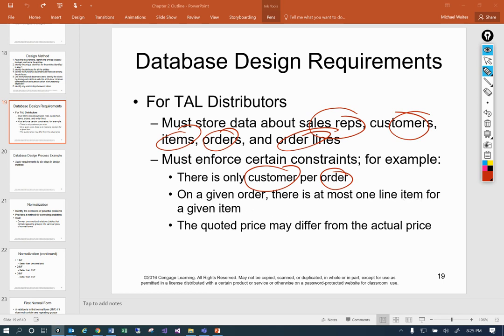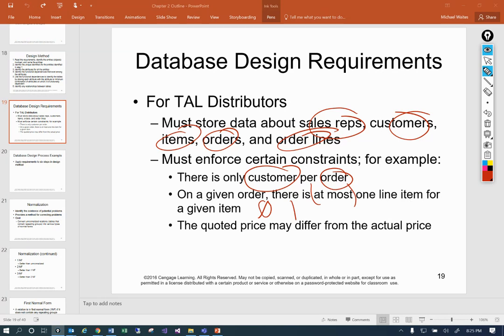Now, sometimes you're going to have to read between what's being said. So it's saying on a given order, there is at most one line item for a given item. So what they're saying here is you cannot have 0 line items. If there's 0 line items, then the order doesn't exist. But it also is saying at most. So that means there is only going to ever be one item. So you can have 0. Oh, excuse me. Actually, on a given order, there is at most one line item for a given item.